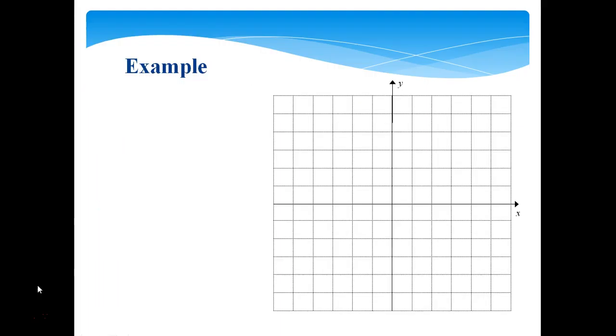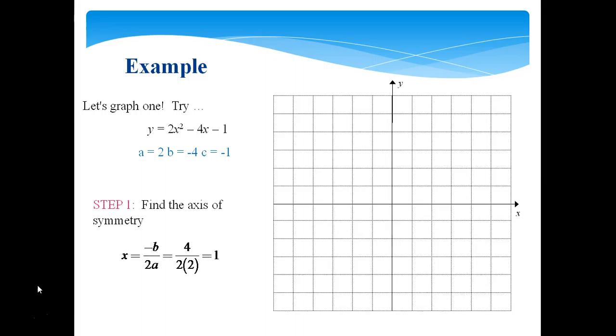So let's look at an example. I have y equals 2x squared minus 4x minus 1. A is 2, so it's positive, so I know this parabola is going to be opening up and it will have a minimum. B is a negative 4, C is a negative 1, even though we don't need that right now. Let's first find the axis of symmetry.